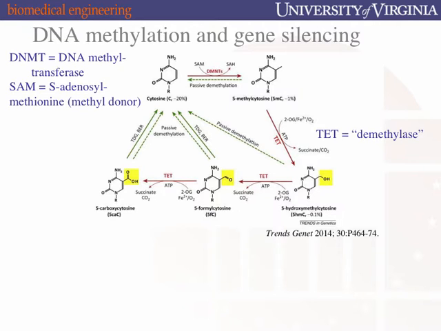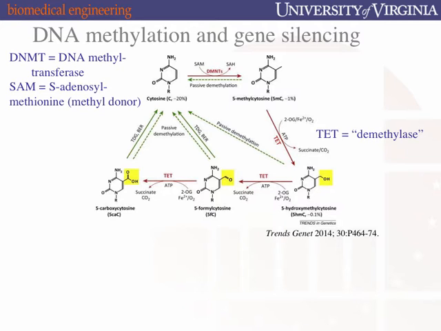And SAM is a pervasive methyl donor in cells. You'll see it again when we talk about other methylation events. And so you need SAM as one substrate, the cytosine as the other, catalyzed by DNA methyltransferase to get you the methyl cytosine. And for a long, long time, that was it for DNA methylation. You put the mark on, and it doesn't come off. That was the dogma.